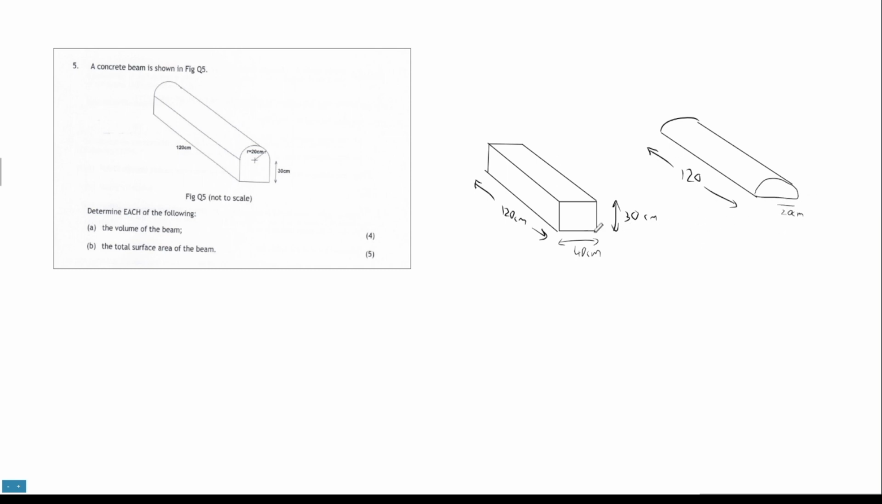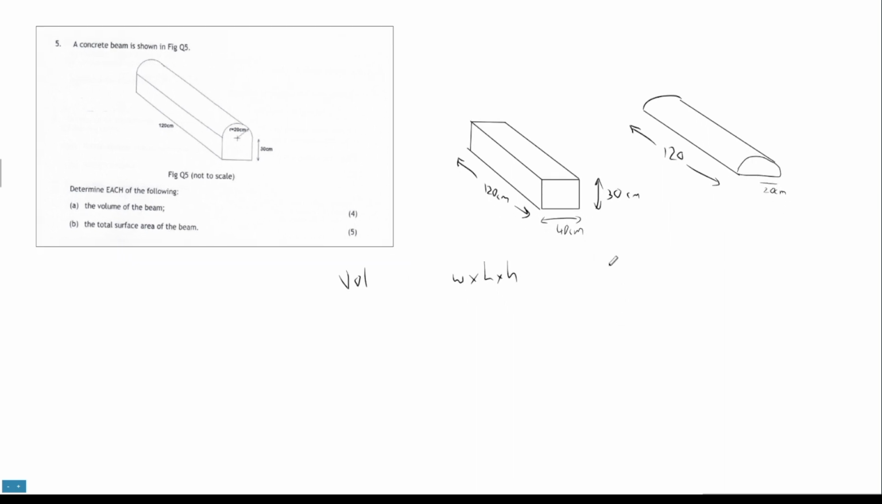What are the formulas for the volume? So let's talk about volume. This is really easy. It's just width times length times height. And that's going to be 30 times 40 times 120 or thereabouts. I might have mixed that up a little bit. I can multiply them together in a second.